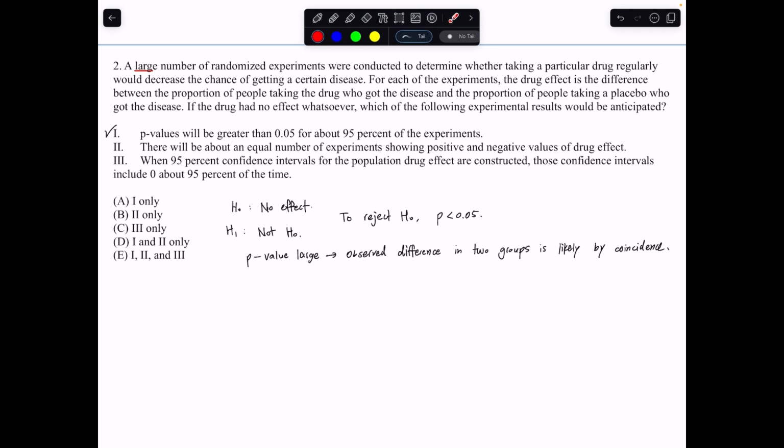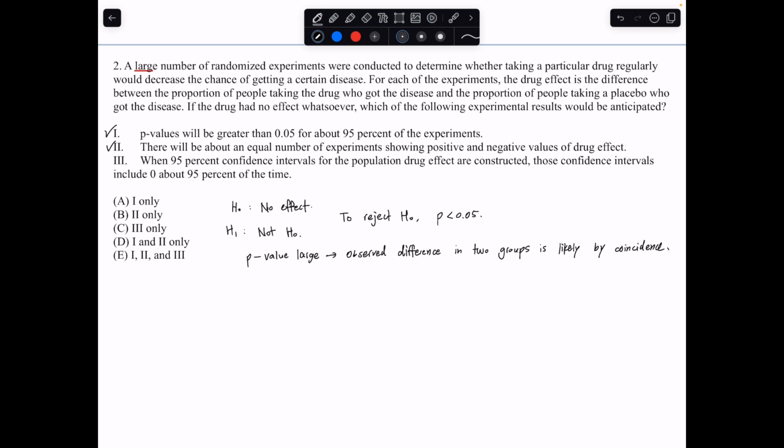What I mean by that is if the drug has no real effect, the differences we see in all these various experiments should be completely random. So sometimes the drug group might do slightly better by chance, and sometimes the placebo group might do slightly better. But over a large number of experiments, these differences should roughly balance out, with about as many experiments showing a positive effect as those showing a negative effect. Okay? And so statement number 2 is also true.